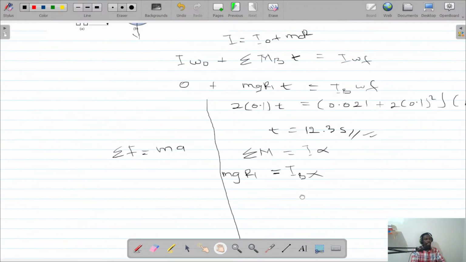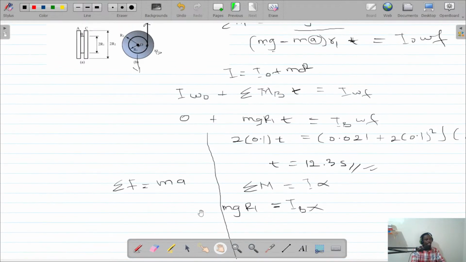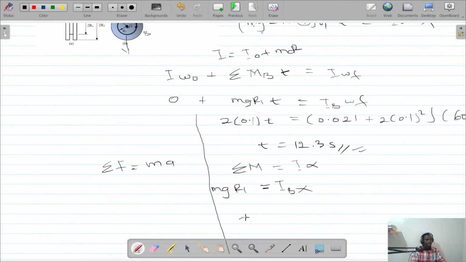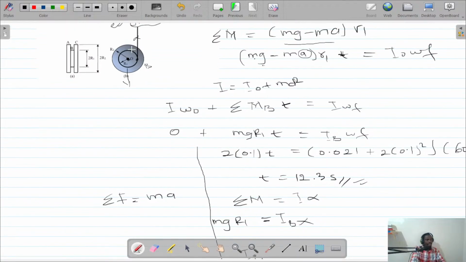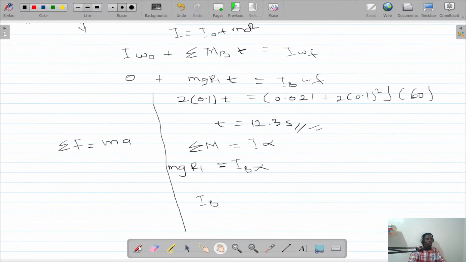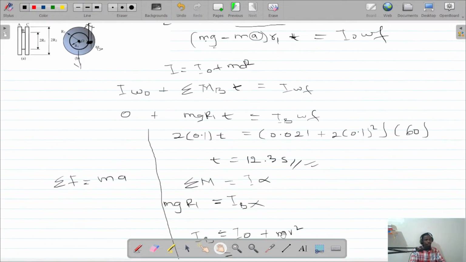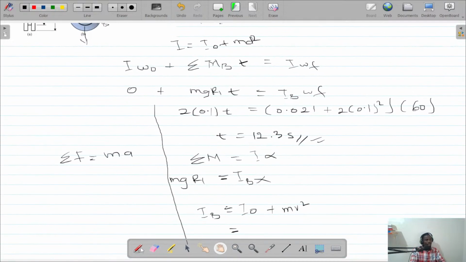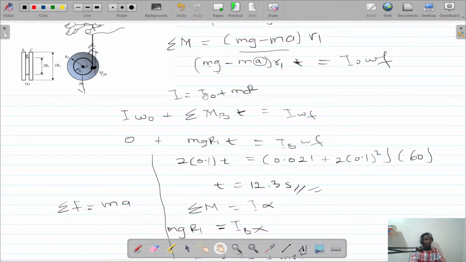If I want to find I_B, the I at the point B, which is the point where the tension is attached, this point, so we are taking the moment at this point. The tension wouldn't come in because it's passing through that point. So I_B is just I at the center plus mR squared, which is I naught, in fact, calculated for that already. This is the total mass, and this is R1 squared, which I think I did here.